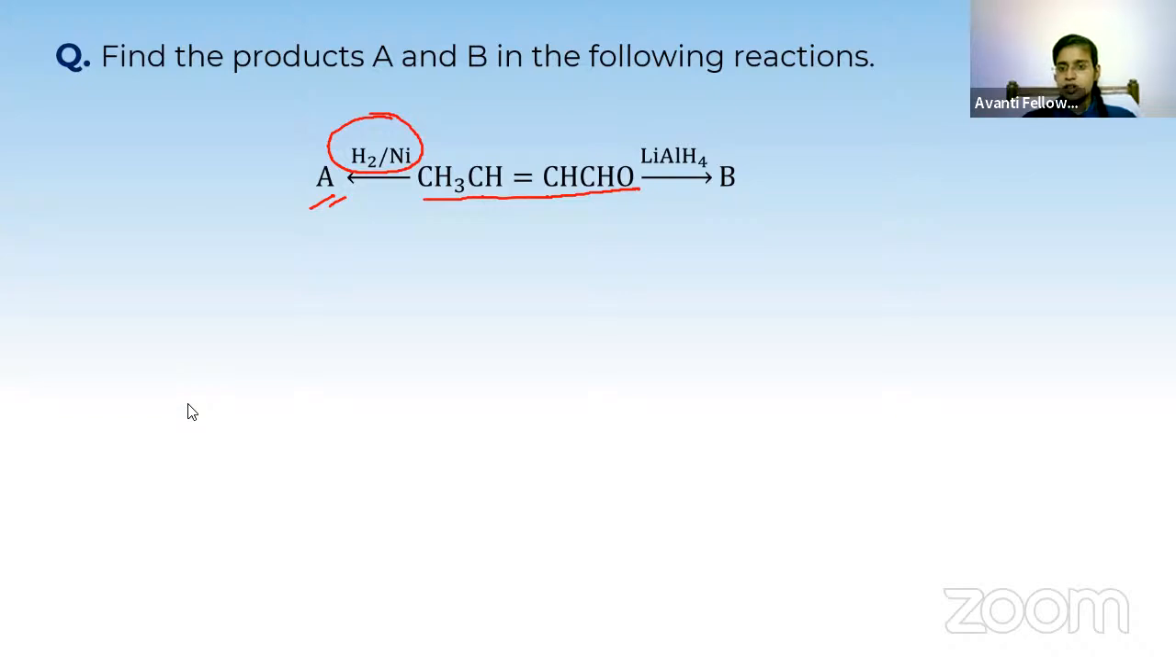So all of you, please try for it. Find out A and B. So keep all the features which I have given for all the reducing agents and try to find out the answer for this question. You can give me the formula, or you can give me the name of the product. Okay. Anything is fine. So let me see who is going to give me the correct answer.